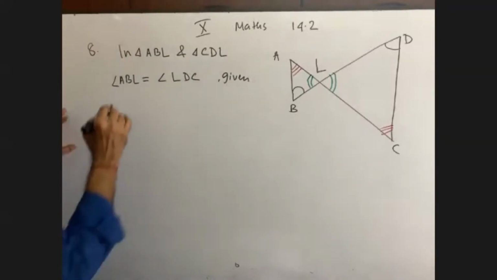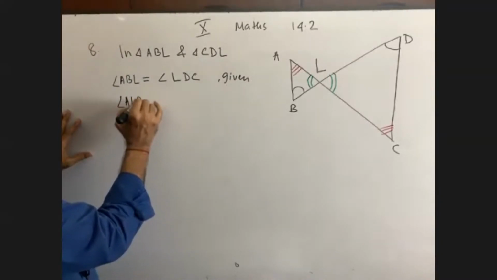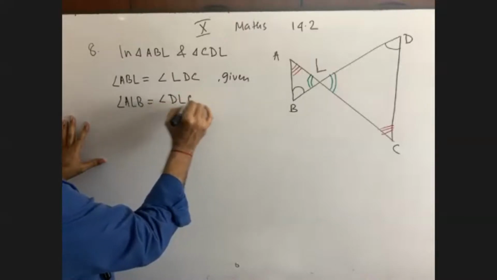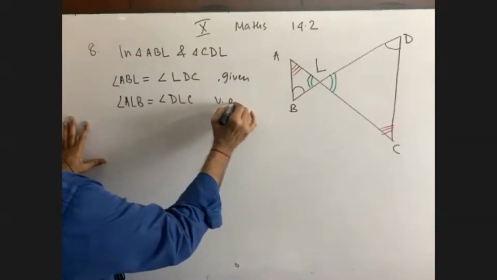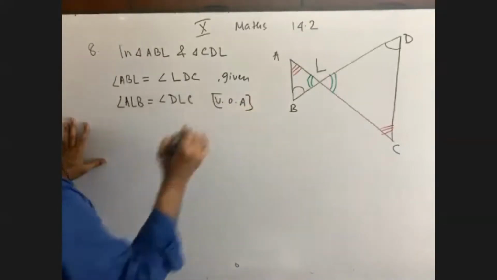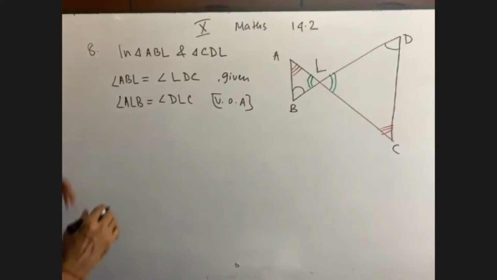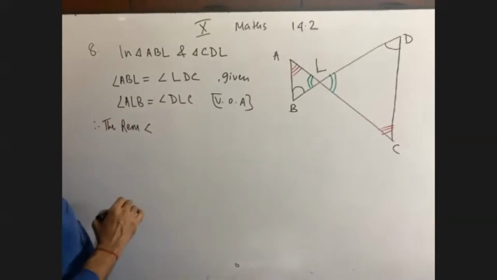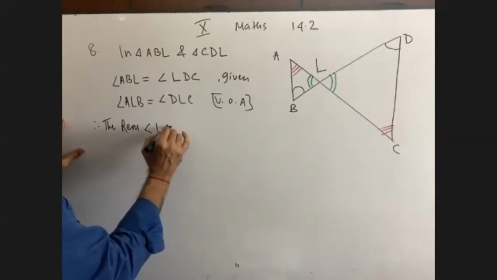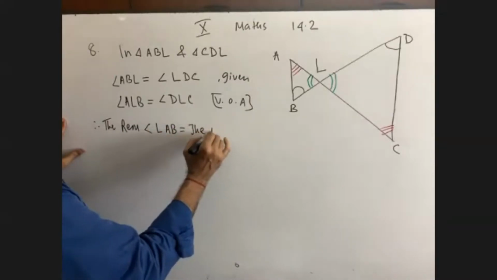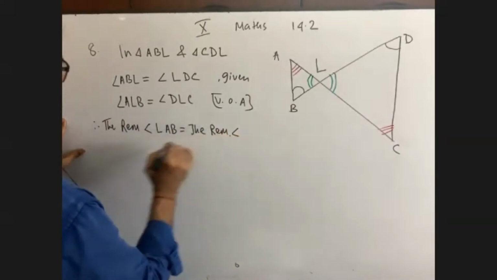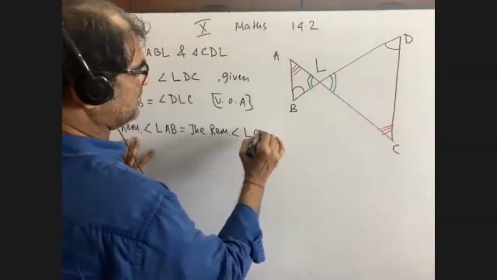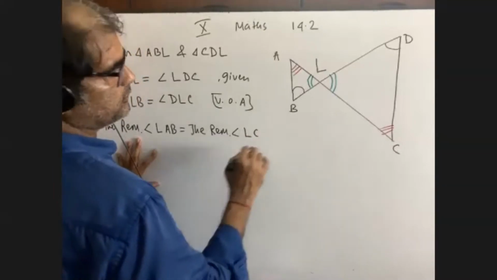Again, we see angle ALB is equal to angle DLC. Actually, they are vertically opposite angles. Vertically opposite angles are equal. So the remaining angle LAB is equal to the remaining angle LCD. I have marked the angles with different colors.